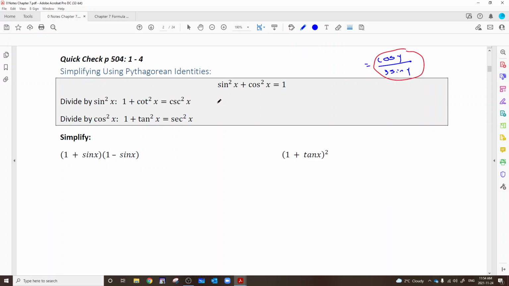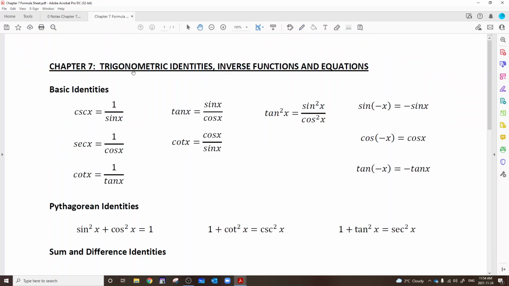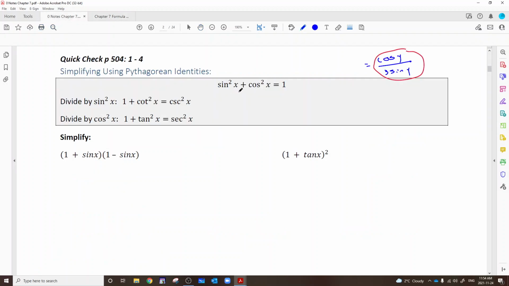The next set of identities that you're going to be introduced to are the Pythagorean identities. Again, these are listed underneath the basic identities, and they're right here. Sine squared x plus cos squared x equals 1. There's a whole explanation about why this is an identity and how it was derived, and it's in the textbook.